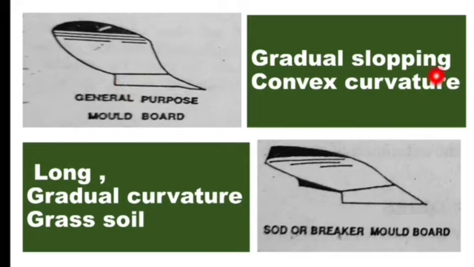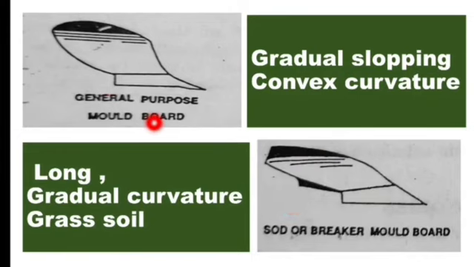It is used for general purpose as it has been said, so any kind of soil it is suitable or it can be covered. Then sod or breaker mold board. It is long in nature, it has gradual curvature and it is mostly used in soil having grasses. So the soils having the grasses are covered with sod breaker mold board.